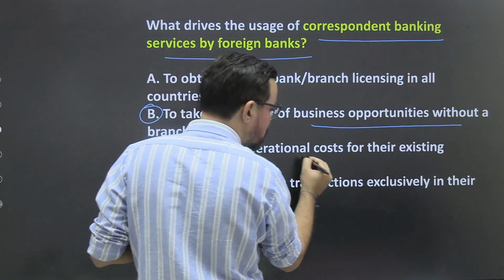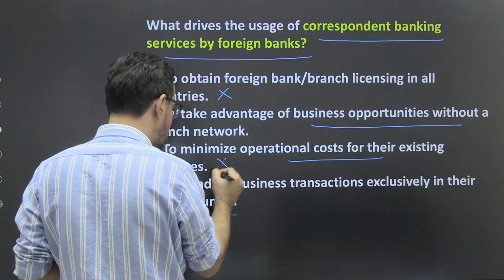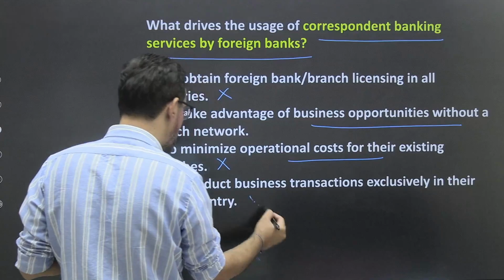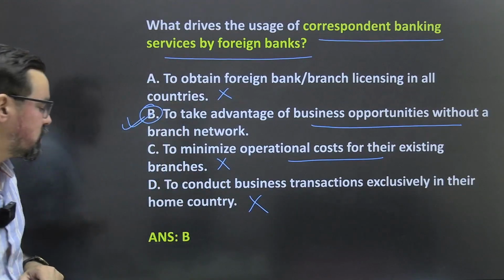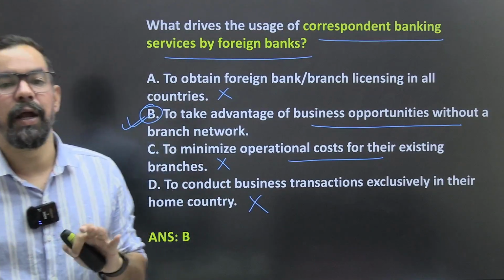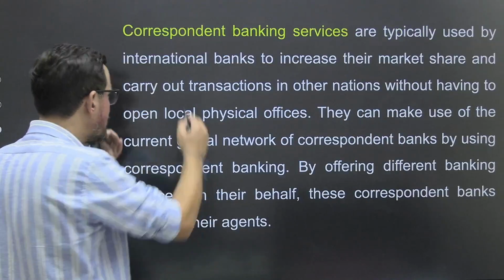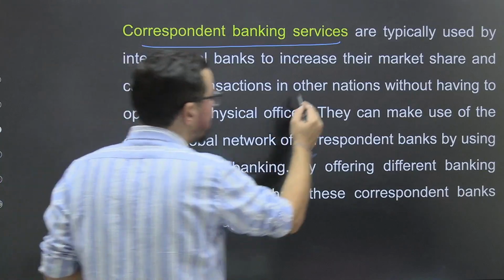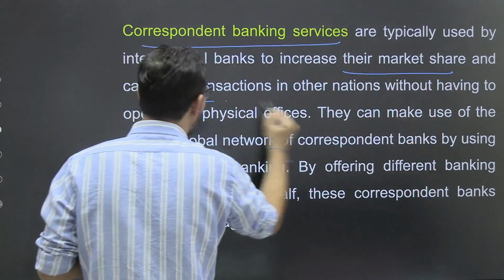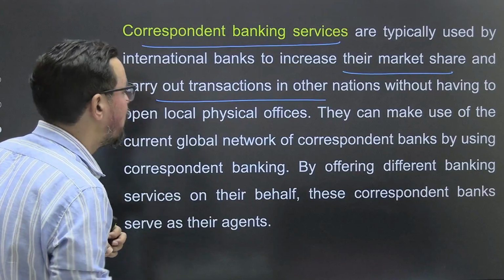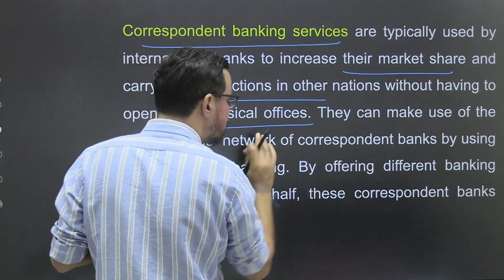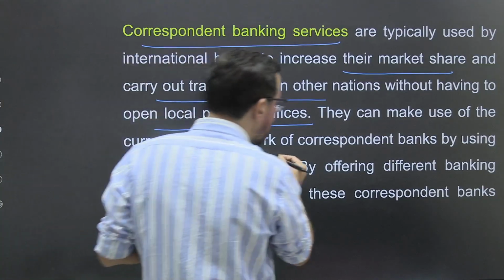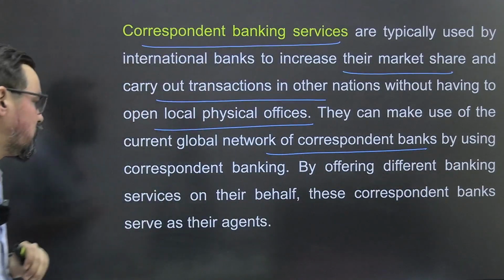To minimize operational costs for their existing branches? No, there is nothing like branches. To conduct business transactions exclusively in their home country? No. So what will be our correct answer for this one? Option B will be the right answer. Okay? So correspondent banking services are typically used by international banks to increase their market share and carry out transactions in other nations without having to open local physical offices. They can make use of the current global network of correspondent banks by using correspondent banking.